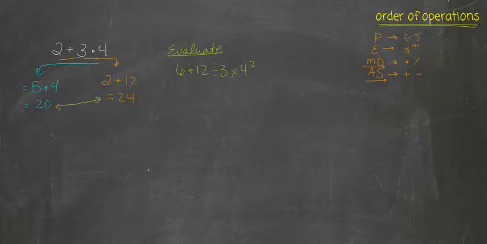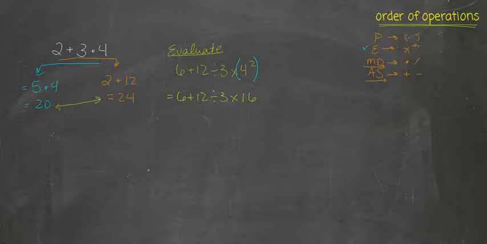So order of operations tells me that I have to do parentheses first, and I don't have anything in parentheses, so that's done. Then I have to do all my exponents, and that's this part right here. So I'm going to just do the exponent and leave everything else exactly the same on the next row. 6 plus 12 divided by 3 times the exponent 4 squared is 16. Alright, so I've done the exponent in this problem.